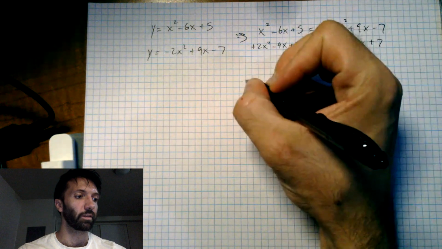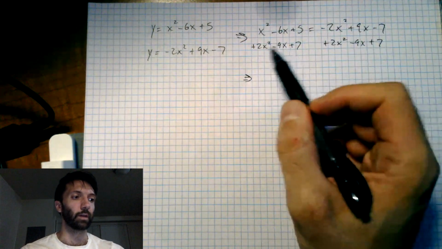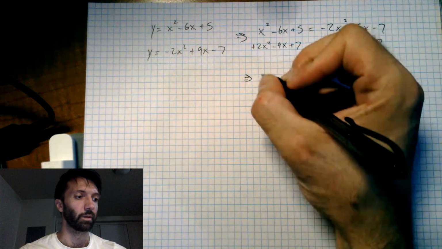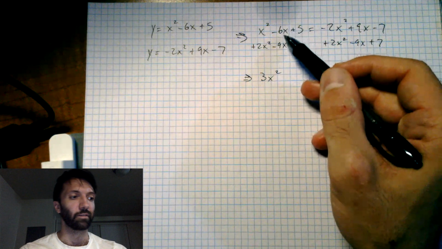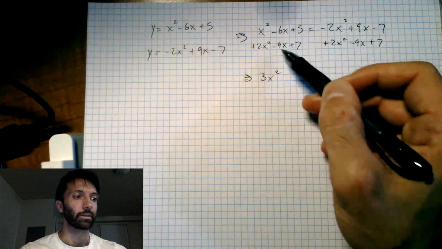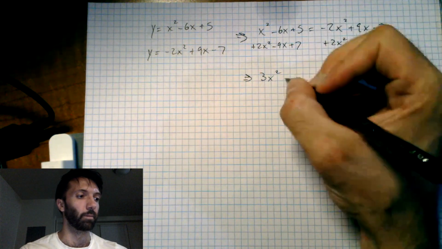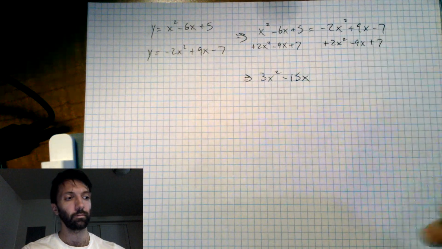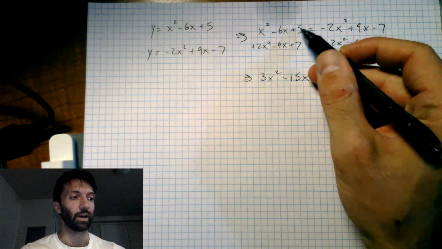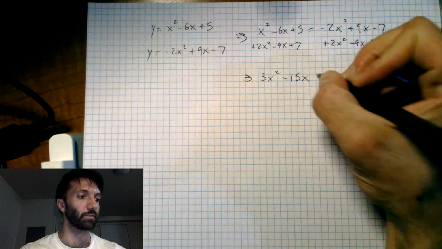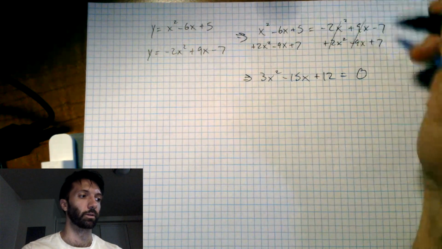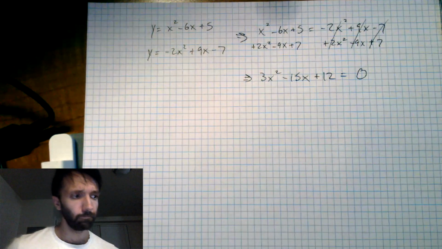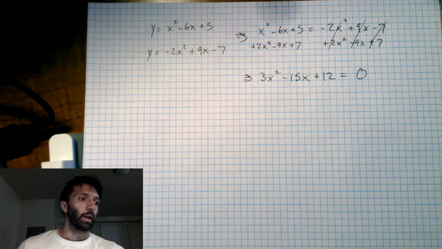So what I'm left with is x squared plus 2x squared, which is going to be a 3x squared. And then we have a negative 6x minus a 9x, so that's going to be minus 15x. And then positive 5 plus 7 is positive 12. And again, this is going to equal 0 because all of these terms are going to cancel.